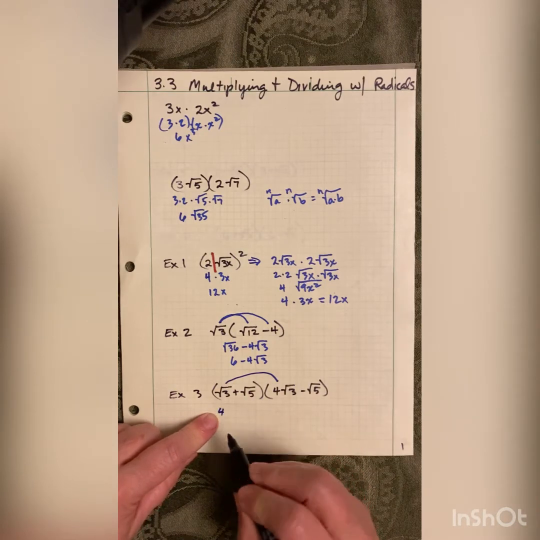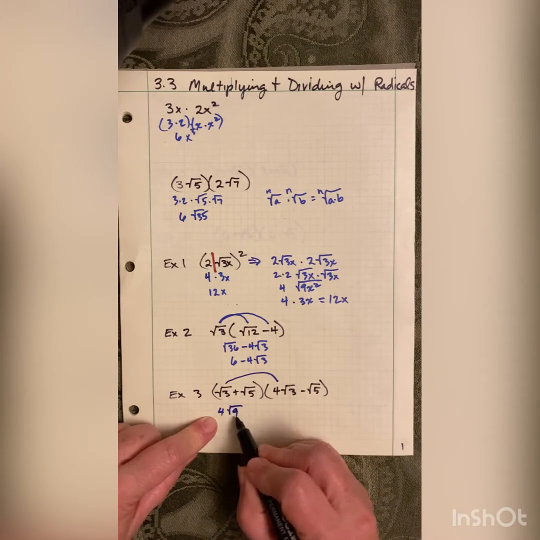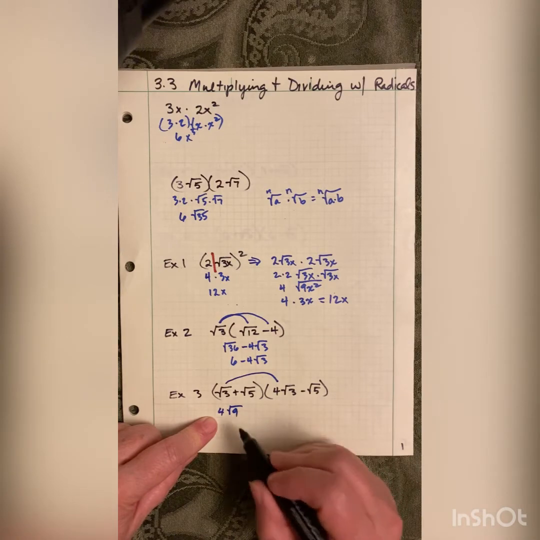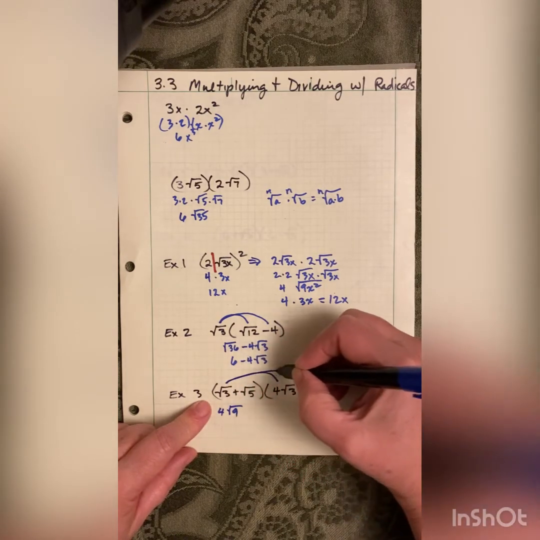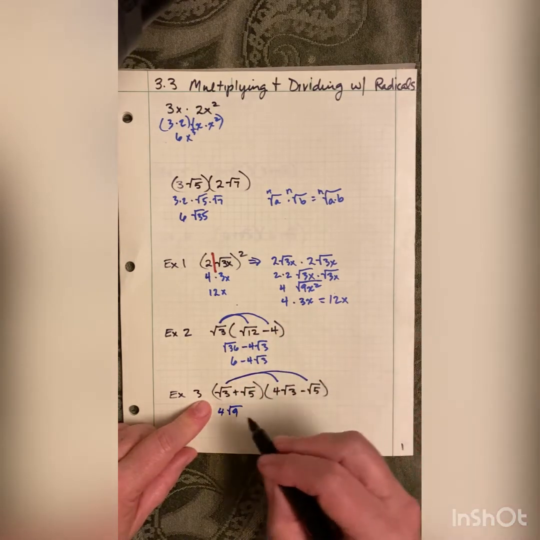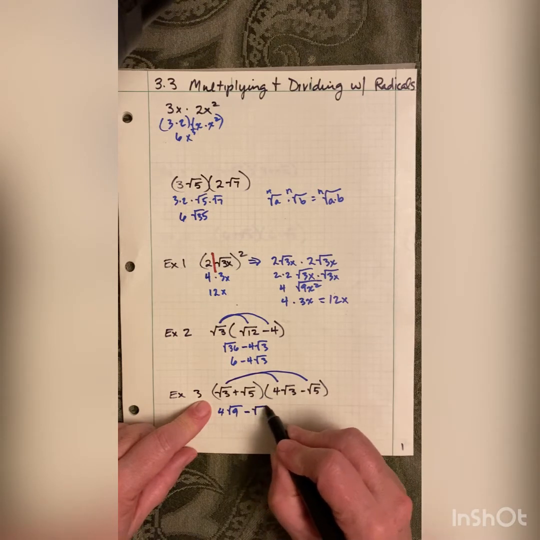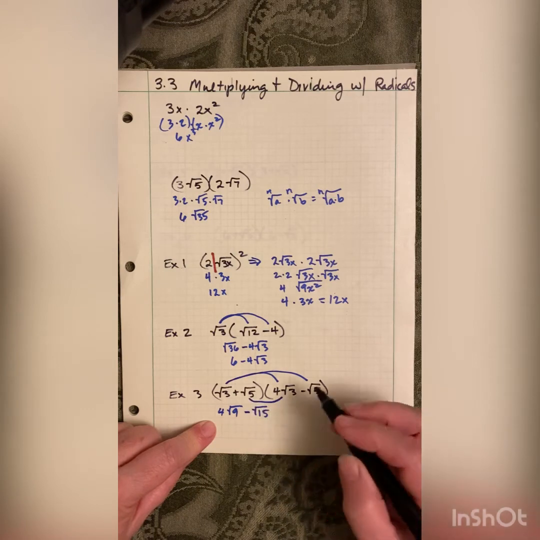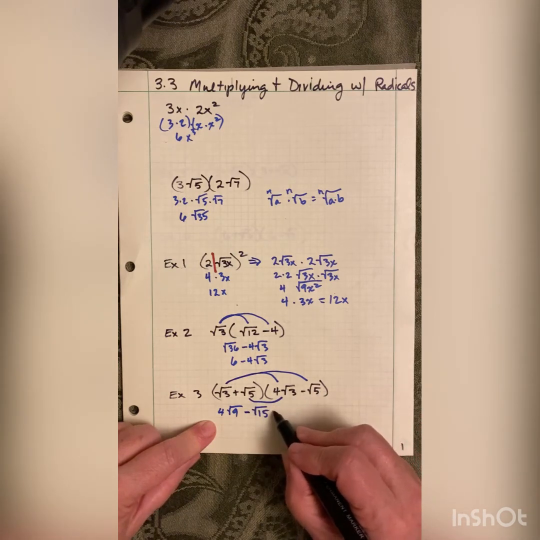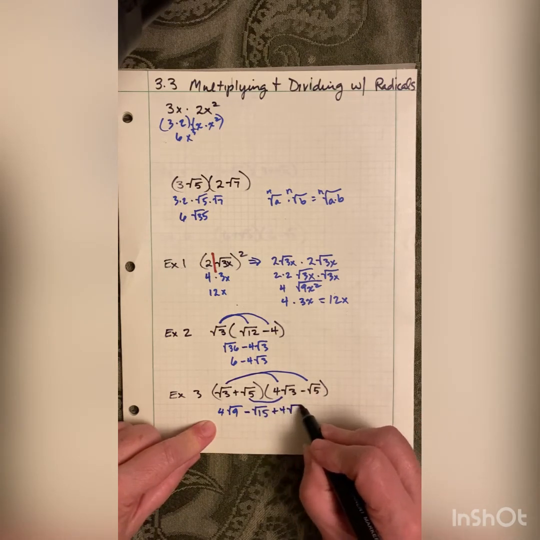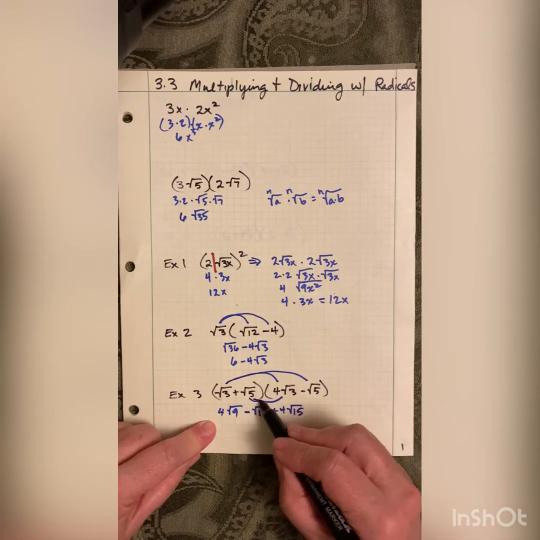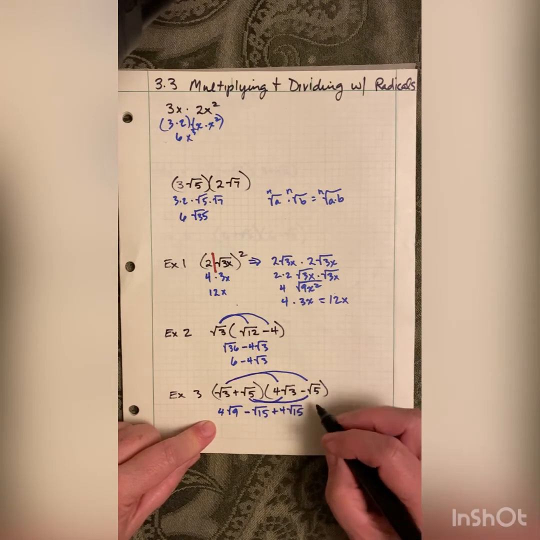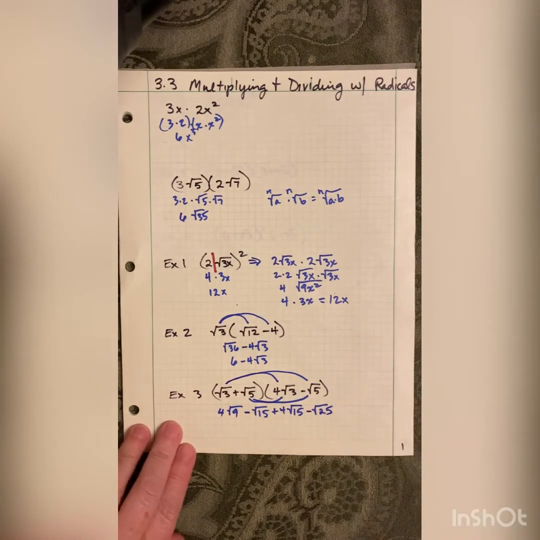That'll give me 4 square root of 9, because square root of 3 times square root of 3 is square root of 9. Square root of 3 times a negative square root of 5 will give me a negative square root of 15. Okay, square root of 5 times 4 square root of 3 will give me a positive 4 square root of 15. Square root of 5 times a negative square root of 5 will give me a negative square root of 25. All right, now let's go and clean it up.